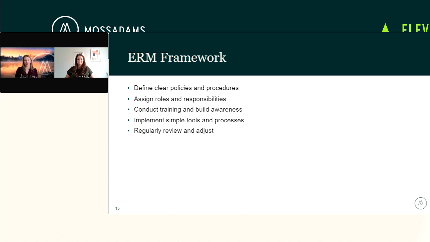So first, we start with defining really clear policies and procedures, and then assigning roles and responsibilities. And that can sound like an overwhelming task, but it doesn't have to be. Your policies and procedures can really just outline what is your approach to ERM. This is what we're looking at. This is how we're going to operationalize it. And then we'll move into defining roles and responsibilities.